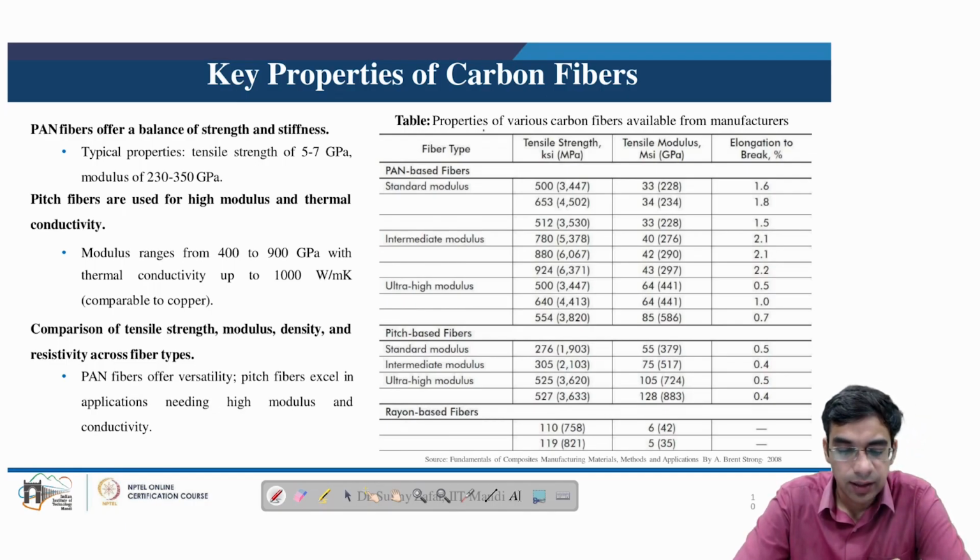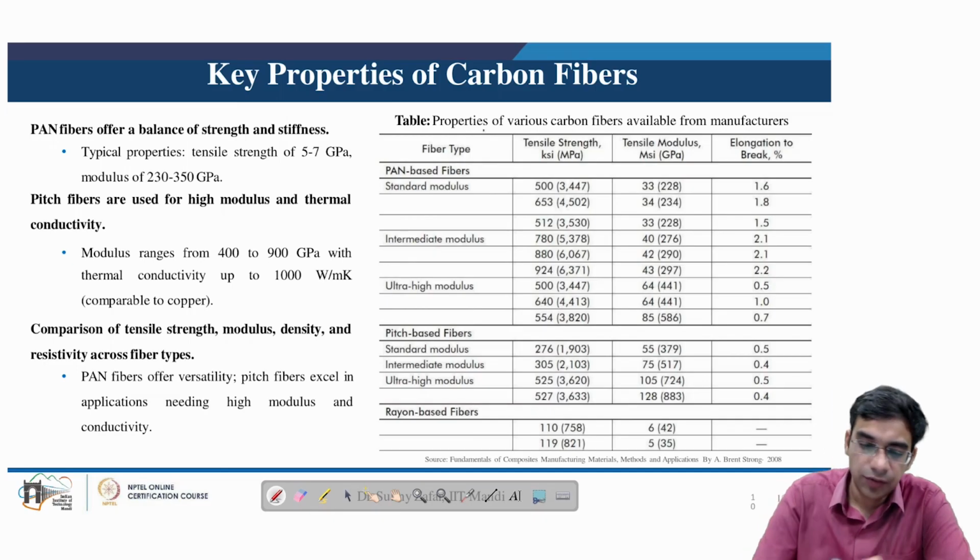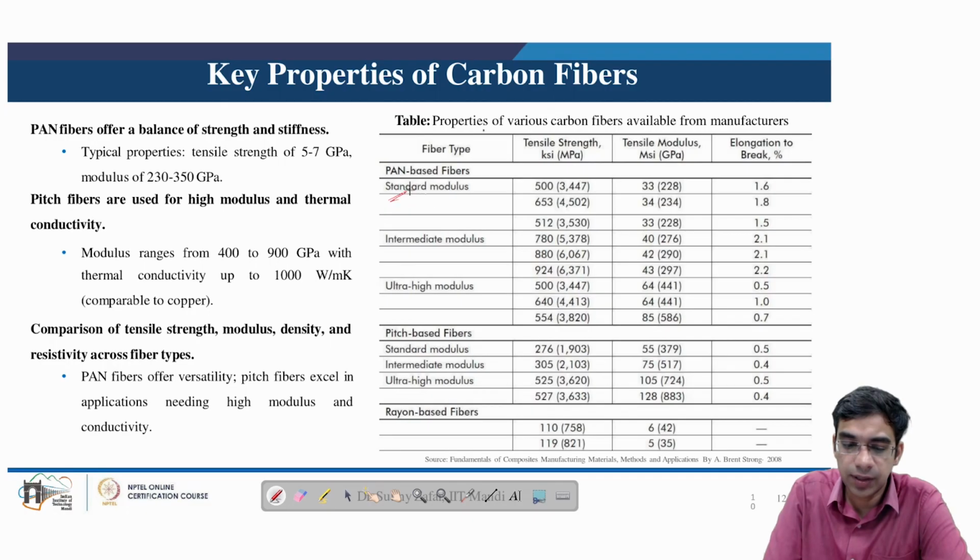Here is a comparison of tensile strength, modulus, density and resistivity across different types of fibers. In this case, the PAN based fibers offer versatility. Pitch based fibers excel in applications that need high modulus and conductivity. We can see properties of various carbon fibers available based on the type of precursor. In the case of PAN based precursor, we have three types of carbon fiber: standard modulus, intermediate modulus and ultra high modulus carbon fiber. In pitch based fibers also, similar nomenclature is followed.